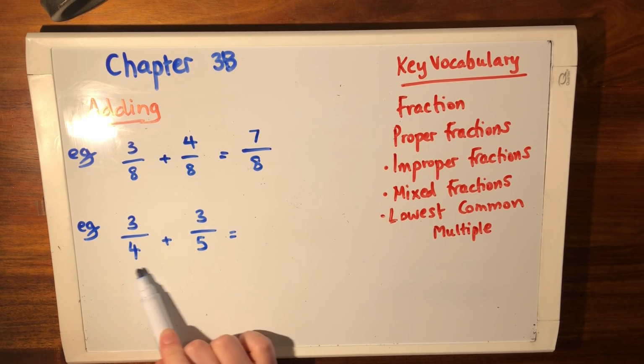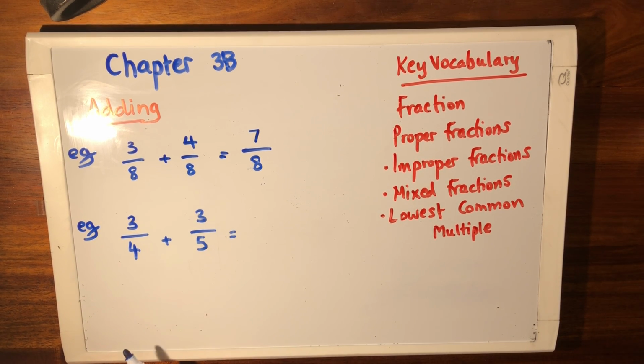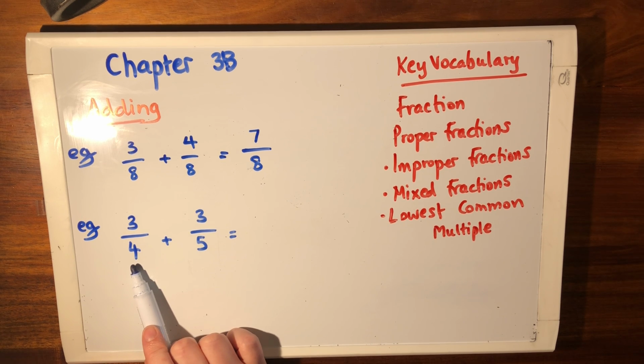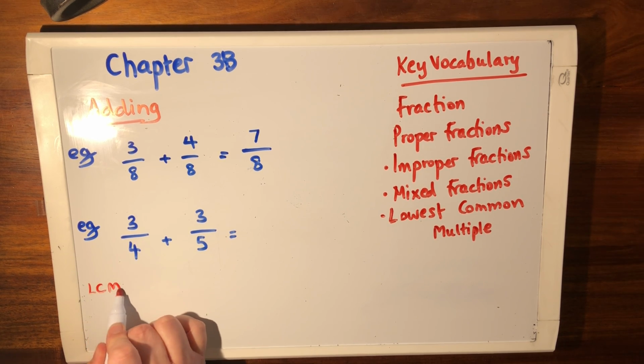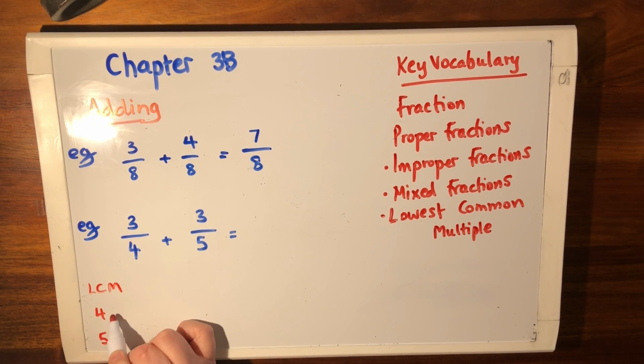Well, we couldn't just add those together anymore, okay? We would need to make sure that our denominators are the same, and so we would have to use the lowest common multiple of 4 and 5 to find out how to multiply them out to make them the same. So let's look at the lowest common multiple of 4 and 5.